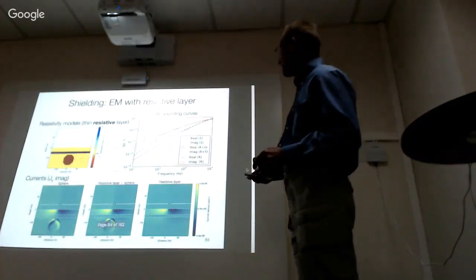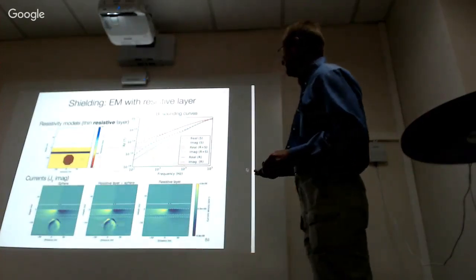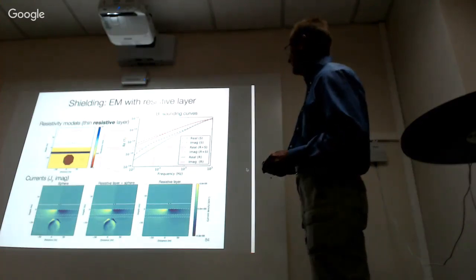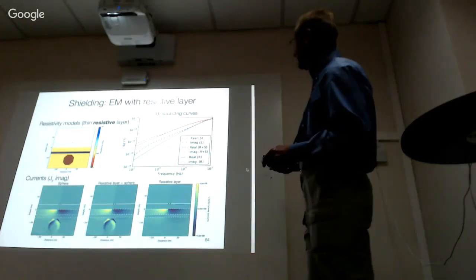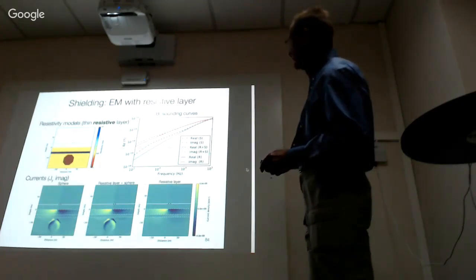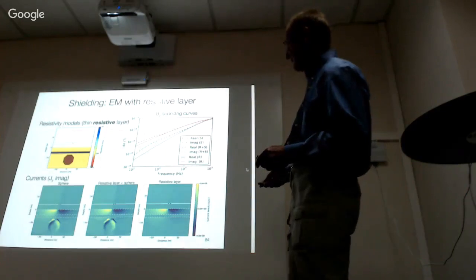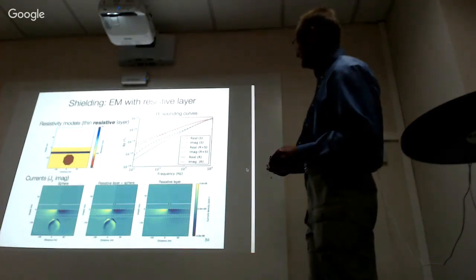And here's the curves, the real and the imaginary. So this was just with the half space, and then also with the resistive layer, and you can see that the curves don't change.